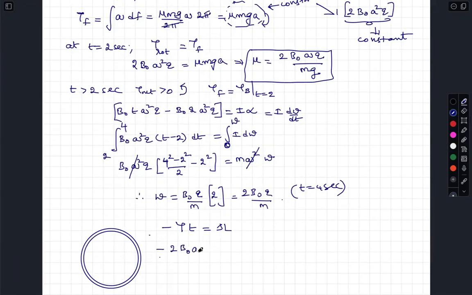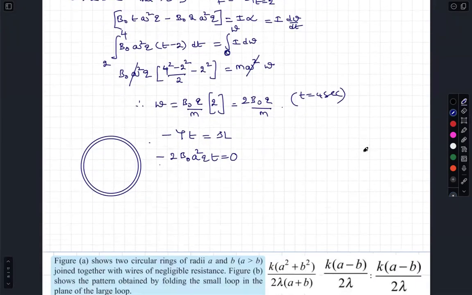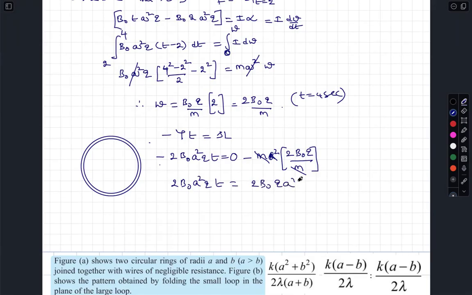Minus 2B naught a square q t is the final angular velocity 0, because it comes to rest, minus the initial angular velocity, m r square omega. The m cancels. So finally, 2B naught a square q t is 2B naught q a square.